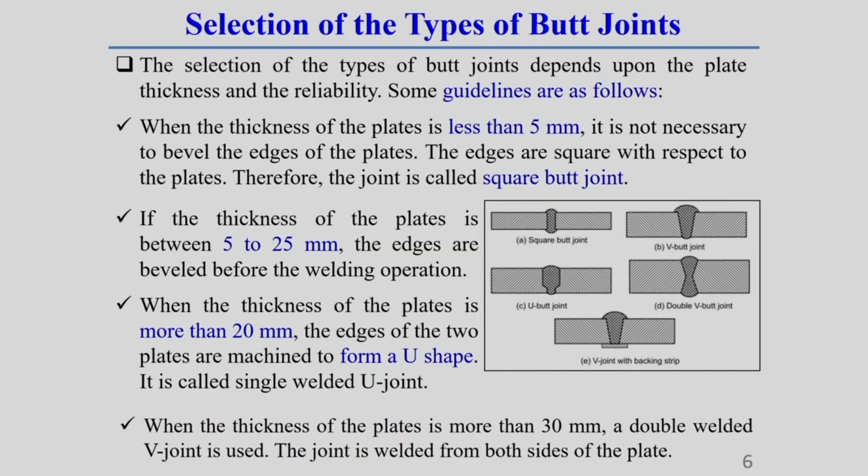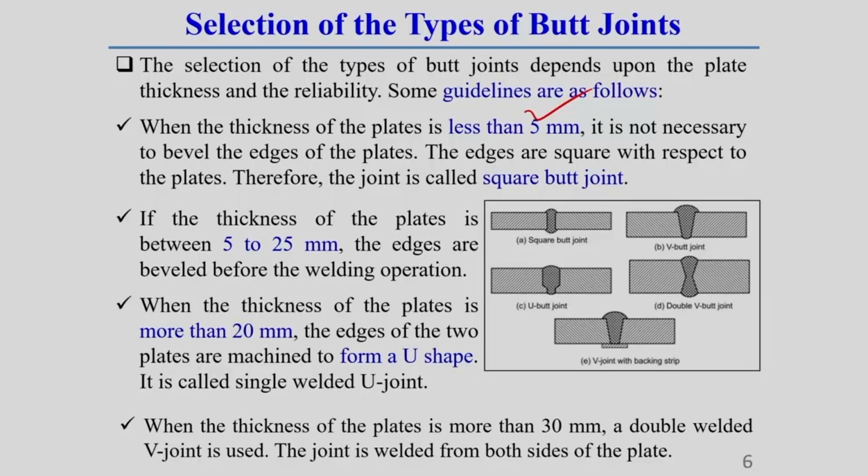Now, I am going to show you what the selection procedure for the type of butt joint should be. One thing you should keep in mind, the selection of butt joint, that means what edge preparation is required in a joint in case of butt weld, is dependent on the thickness of the plate. In some design books there is a general rule, you can say.